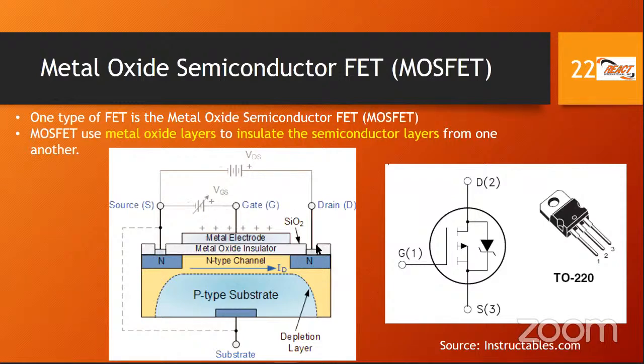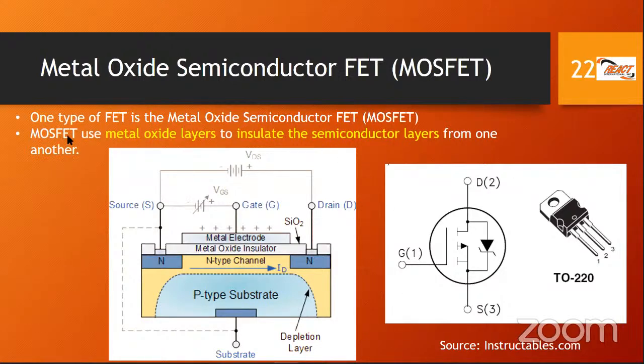So that's why we have a diagram here showing how this thing is constructed. A little bit complicated it may appear, but we have it up here to show that there's this layer called the metal oxide insulator that insulates the semiconductor layers from one another. All right? So that is all we really need to do in all of this complicated diagram.